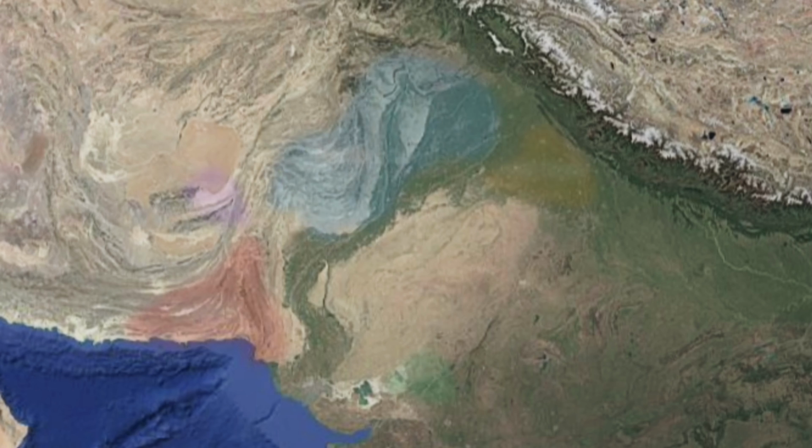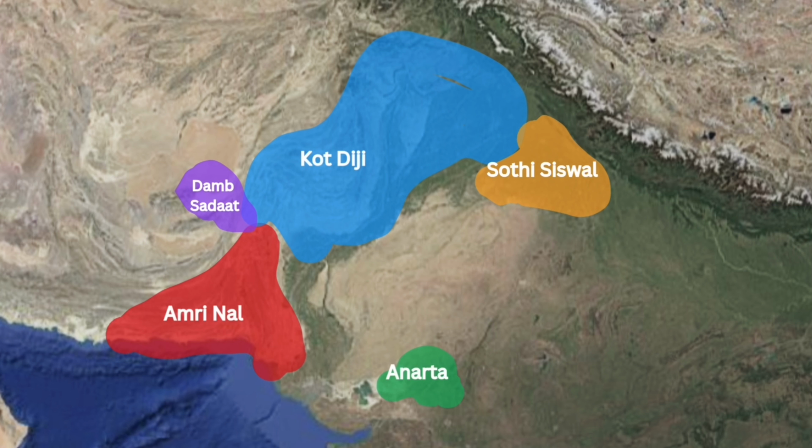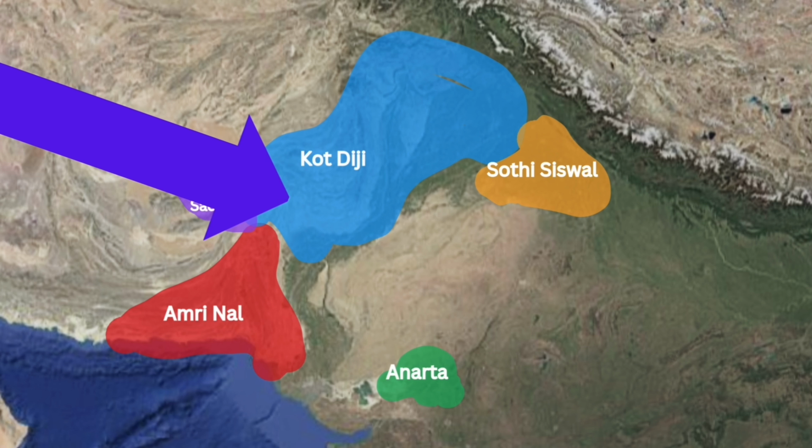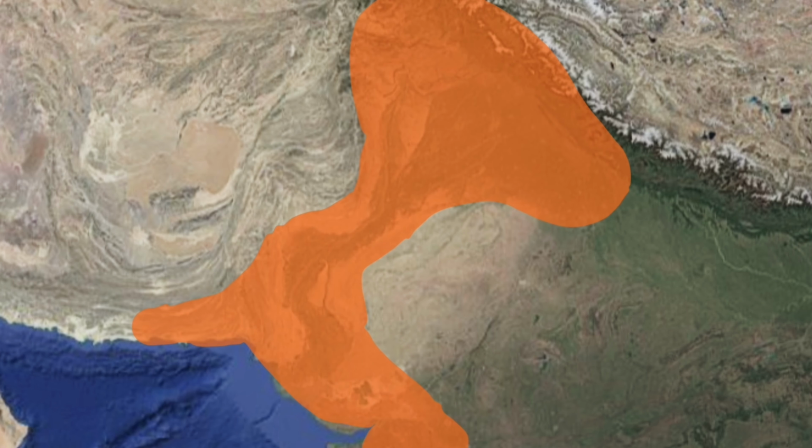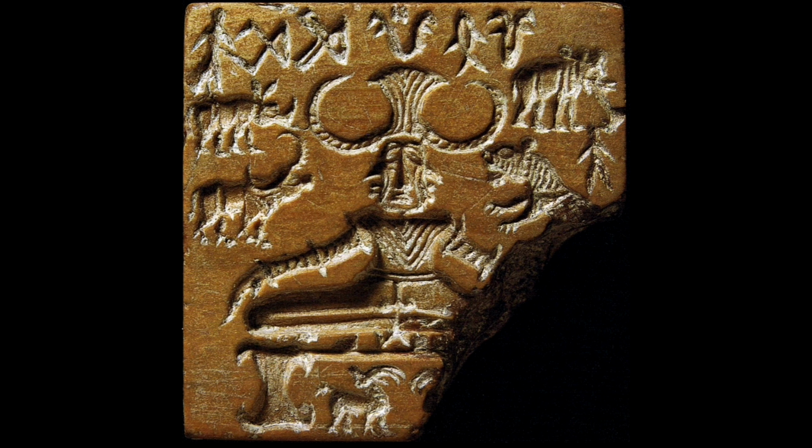It was the resulting mixed population who founded the Kot Diji, Amri Nal, and Sohr Damb cultures, which would form the early IVC. We have one more Iranian migration around 2700 to 2500 BCE, this time by a population who would have some Anatolian Neolithic farmer ancestry. These people heralded the mature Harappan period. And that explains the bulk of my ancestry, as well as that of many others.